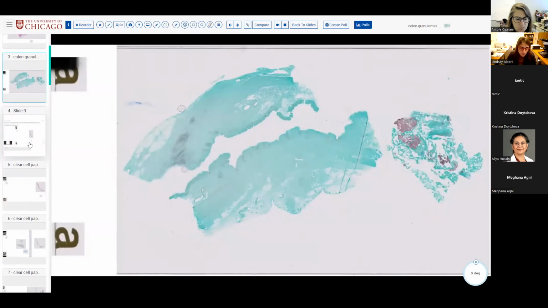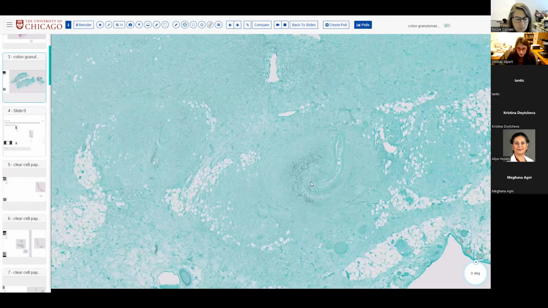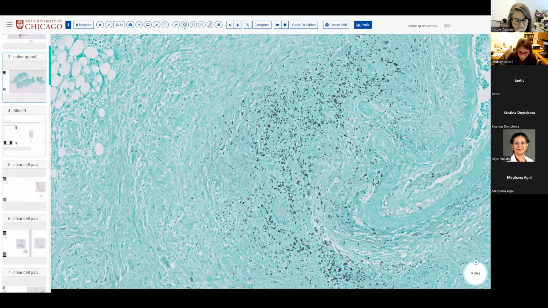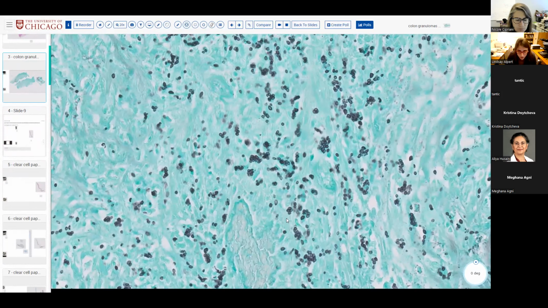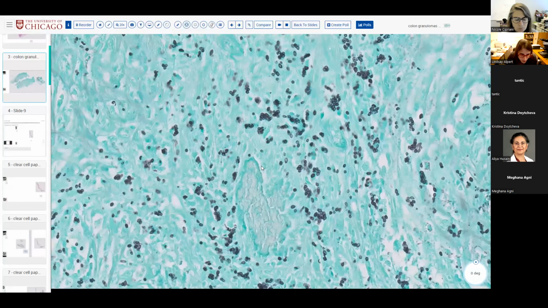And here's the GMS stain. And you can see if you go to that same vessel, this necrotic area where we were seeing those structures that we suspected could be yeast, you do indeed see these clusters of small uniform yeast. They have somewhat tapered ends on one side, and you could also see some narrow base budding.